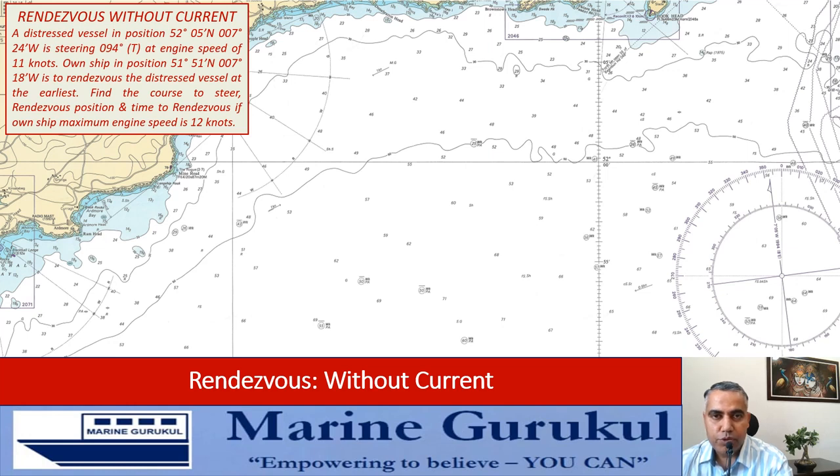We can see in this question the position of own ship and target ship is given to us. Target ship course and speed is also known. We need to find the course to steer, the time and position of the rendezvous. Let us first plot the position of own ship and the target ship.